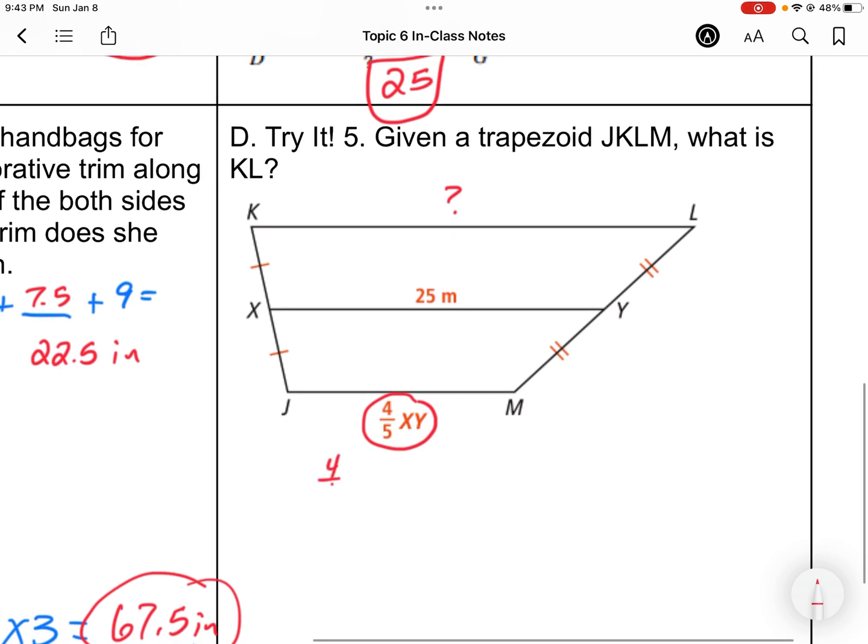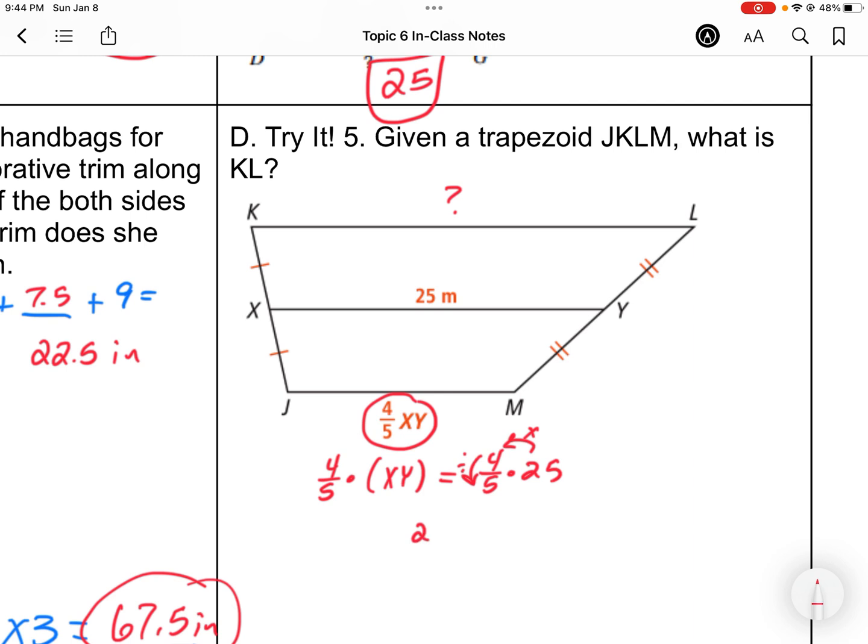That means I'm going to do 4/5 times whatever the length of XY is. Well, I know the length of XY, that's 25, so I'm just going to do some substitution. I'm going to take 4/5 times 25 then. Now, you might remember that I've told you to multiply by fractions. You just multiply by the top, then divide by the bottom. So if I did 25 times 4, and then divided by the bottom of that fraction 5, I get 20. 20 is 4/5 of 25, so this length is 20.